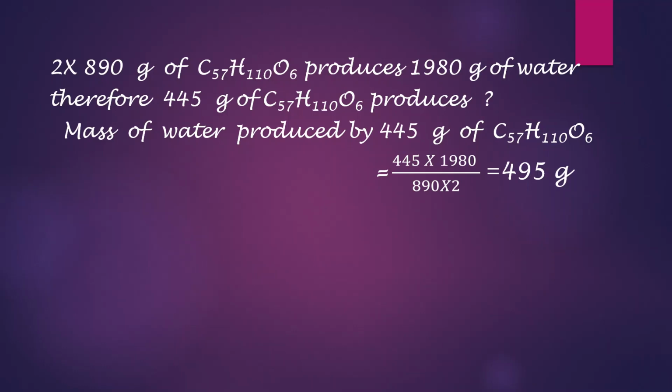Okay, so 495 gram is the mass of water produced by 445 gram of compound C57H110O6. So the correct option is C. Next, let us take next question.